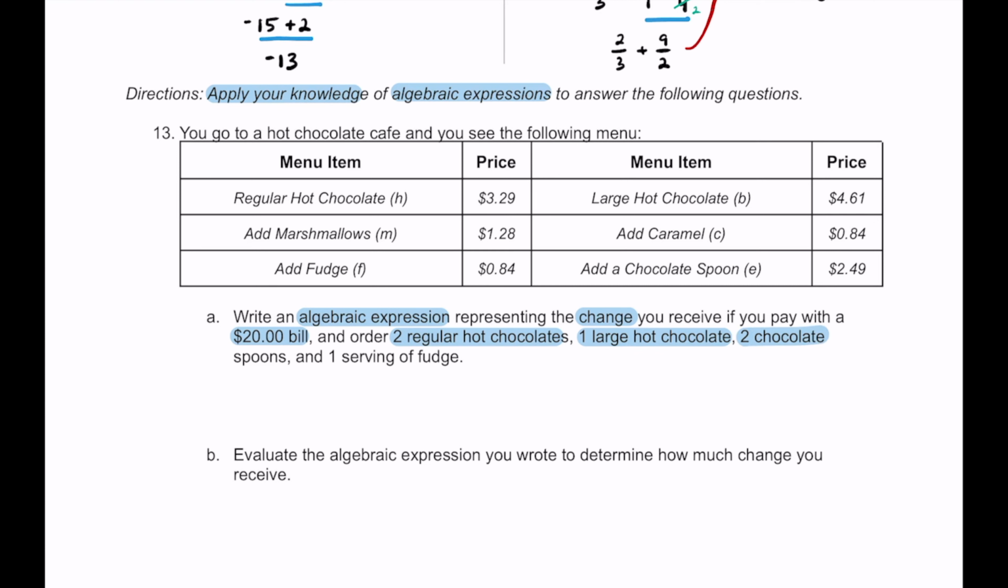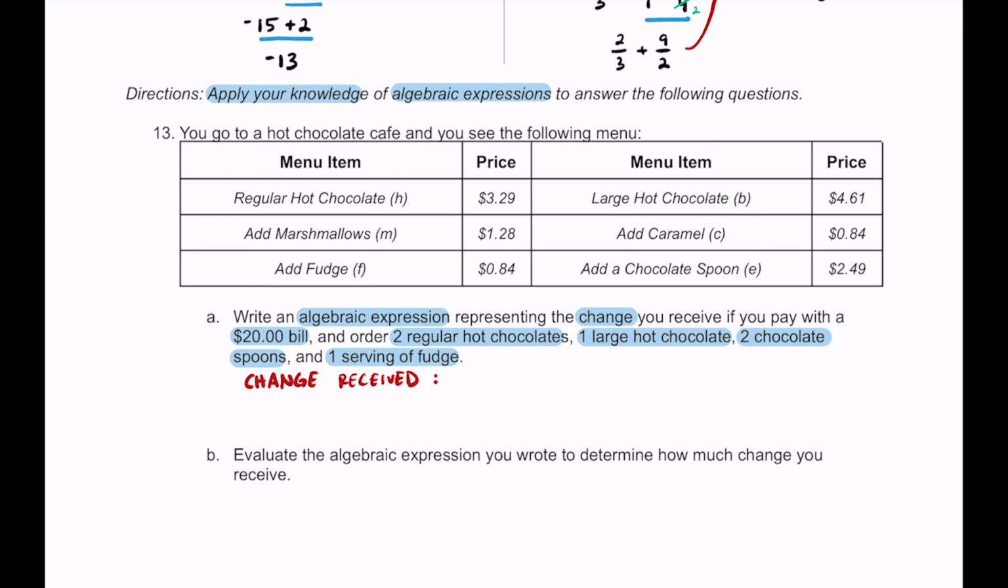Looks like we're going to order 2 of these chocolate spoons to go in these hot chocolates, and we're only going to get 1 serving of fudge. So that's going to be the total order here. So let's go ahead and write an expression showing the change that you're going to receive when you pay with this $20 bill for all this food. Let's write change received. And let's see what that's going to be.